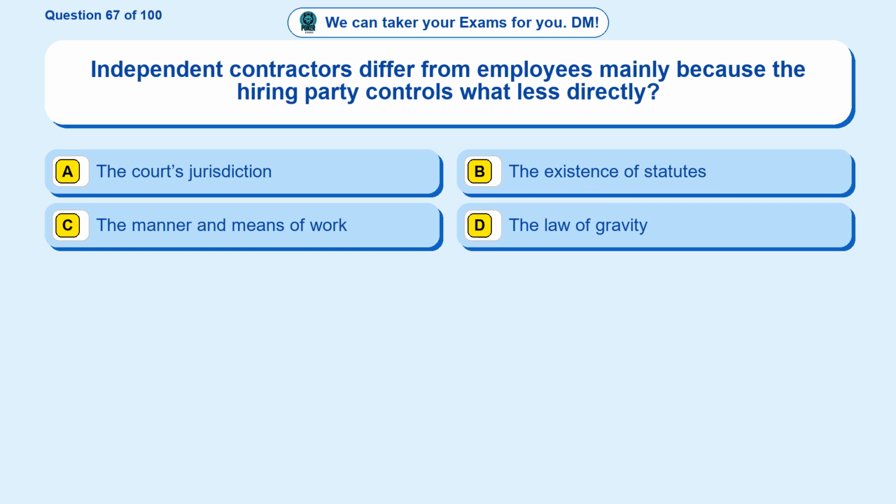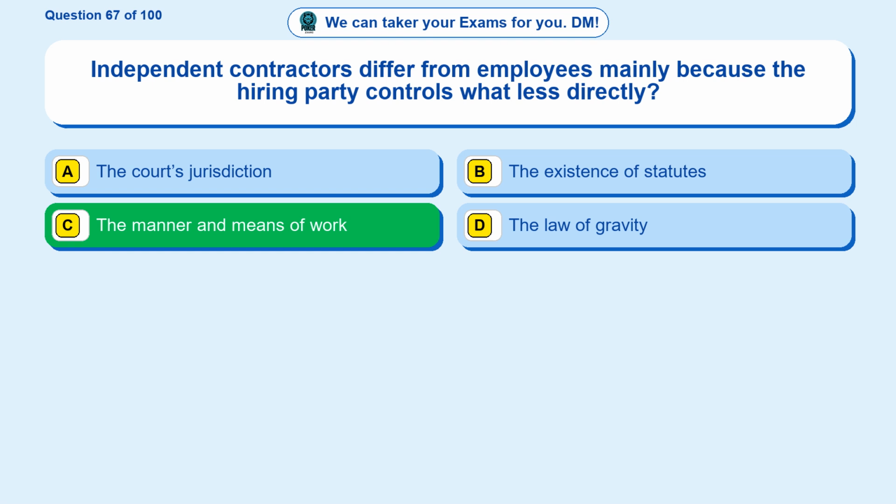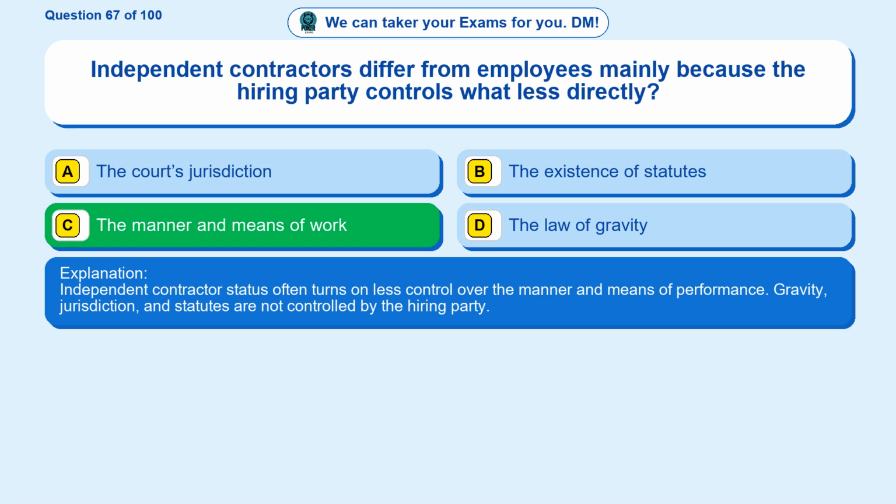Question 67. Independent contractors differ from employees mainly because the hiring party controls what less directly? Option A, the court's jurisdiction. Option B, the existence of statutes. Option C, the manner and means of work. Option D, the law of gravity. The correct answer is option C. The manner and means of work. Independent contractor status often turns on less control over the manner and means of performance. Gravity, jurisdiction, and statutes are not controlled by the hiring party.